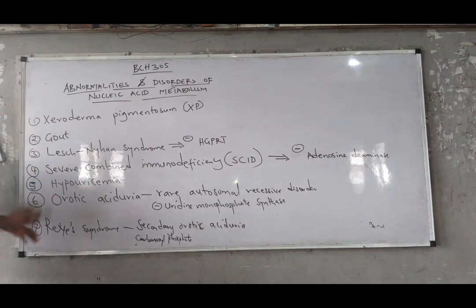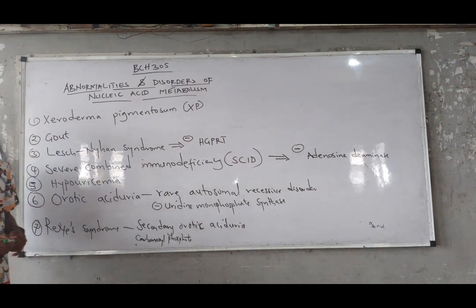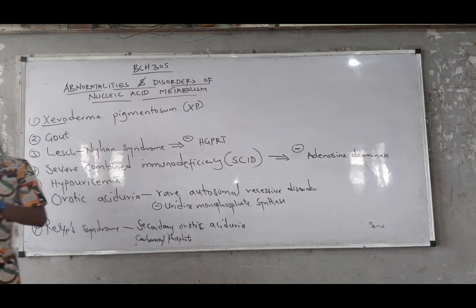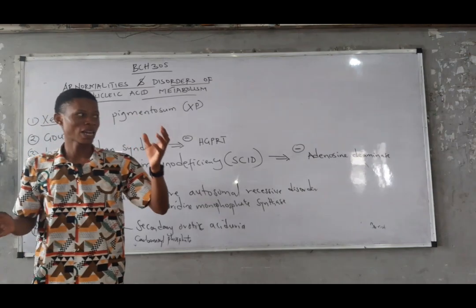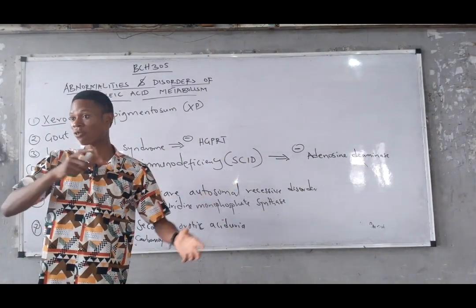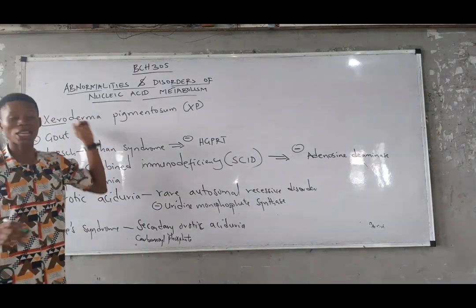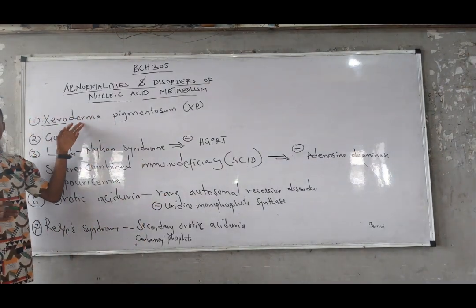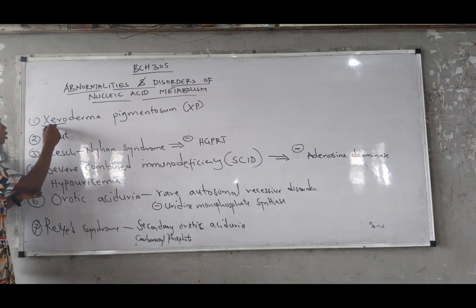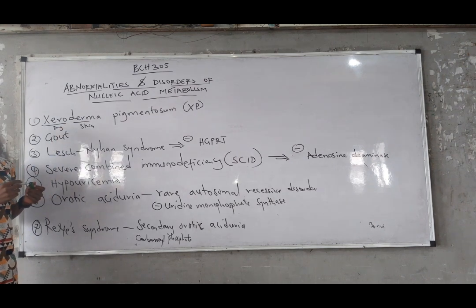We have 7. The first one here is Xeroderma pigmentosum. Now look at this. Xero. What are xerophytes? Plants that live on dry land, right? When we say xero, xero means dry. And derma means skin, right? So xeroderma means dry skin.